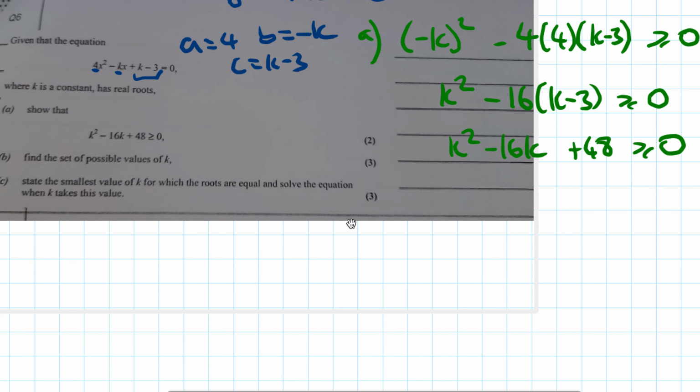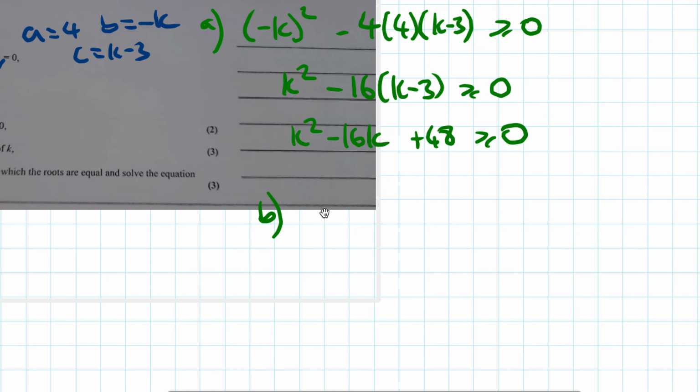For part B, find a set of possible values for k. So the first thing we need to do really is factorize this and find the values where it crosses. So again, this one you can just plug into the calculator, because your calculator can solve this. So we go to the polynomial function, and we say 1, minus 16, and 48. So we get, this is the same as k is equal to 12 and k is equal to 4.